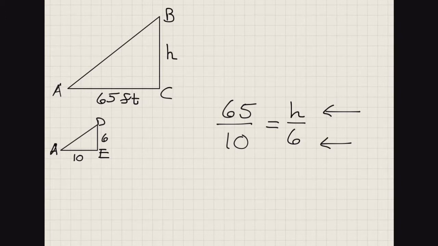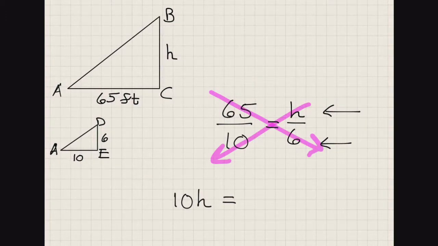Okay, so let's cross multiply, or find the cross product. H times 10 is 10H, and that's going to be equal to 65 times 6, which is what? 390. Okay, how do I get H by itself, ladies and gentlemen? How do I do that? Yeah, Kennedy?